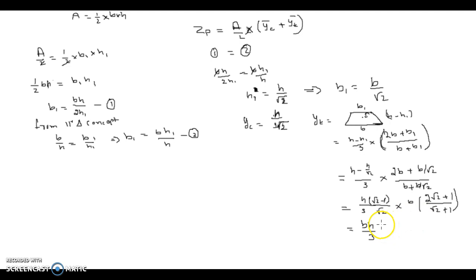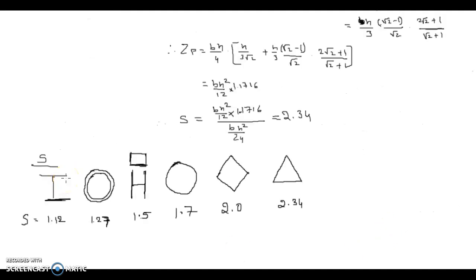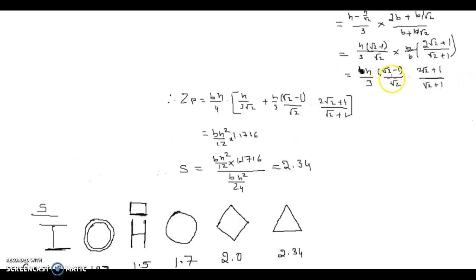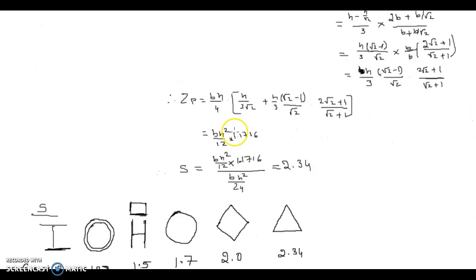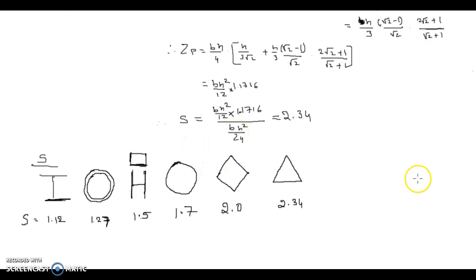can do is take the calculator and do the calculation. If we put everything in here, this is what we get, and putting in the Zp here, this is the value I get, and finally substituting for S, for a triangular section, this is what I'm going to get: 2.34. You can see that it is a clumsy calculation. It's not difficult, but it takes a lot of time to do, and it is advised for you to remember these values.